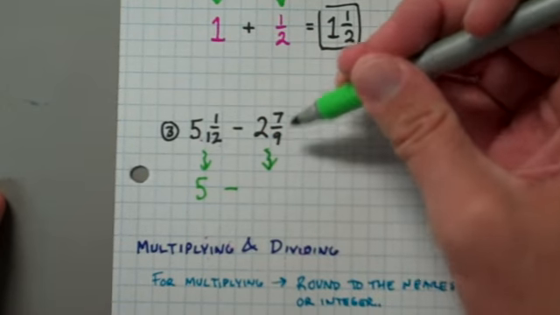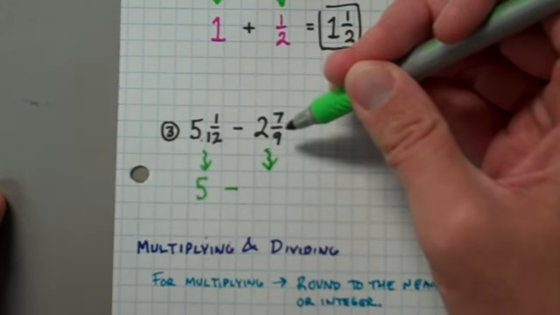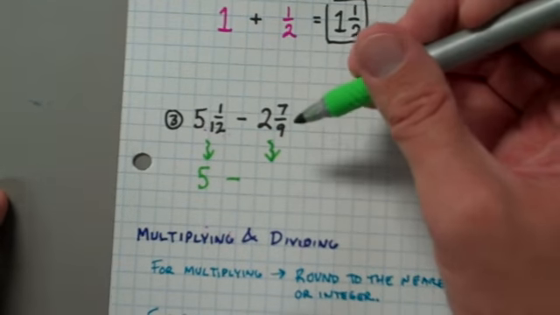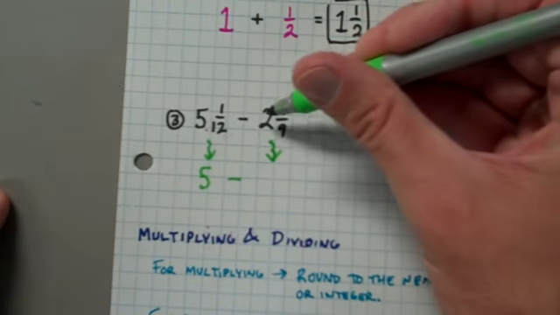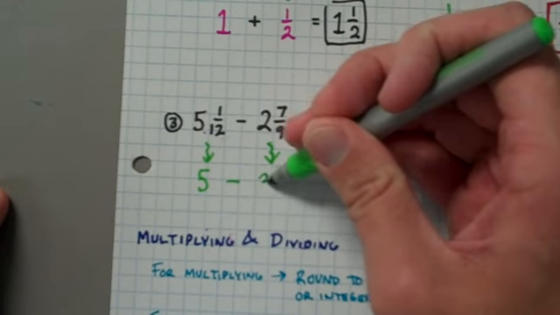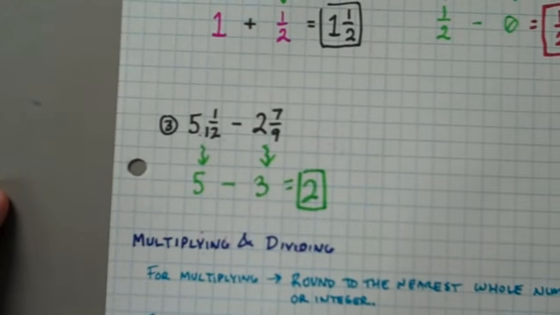Now we have 2 and 7/9. The 7/9, 7 is almost equal to 9. It's not that close, but we're going to go ahead and just round it up to 1. So we have a 2 and a rounded up 1, that makes a 3. So 5 minus 3 is 2, and that would be our estimate.